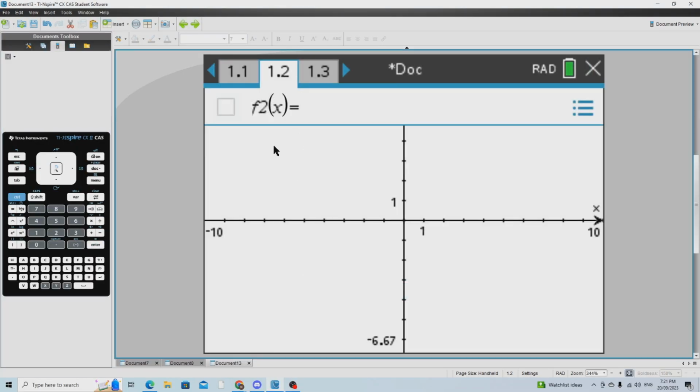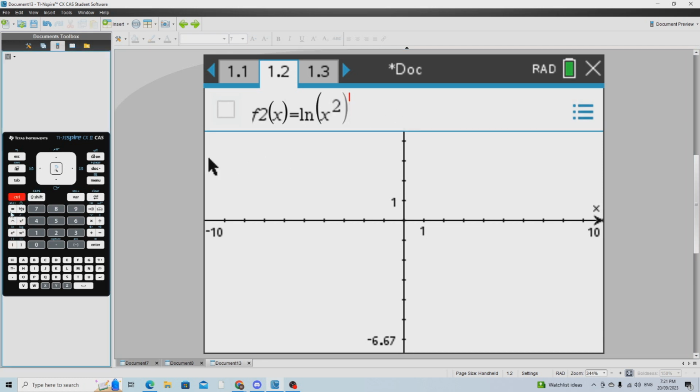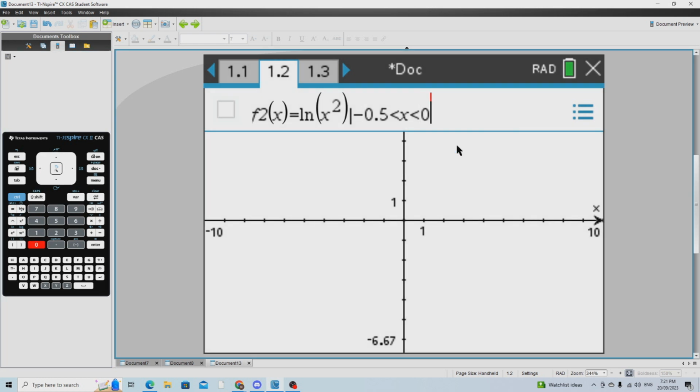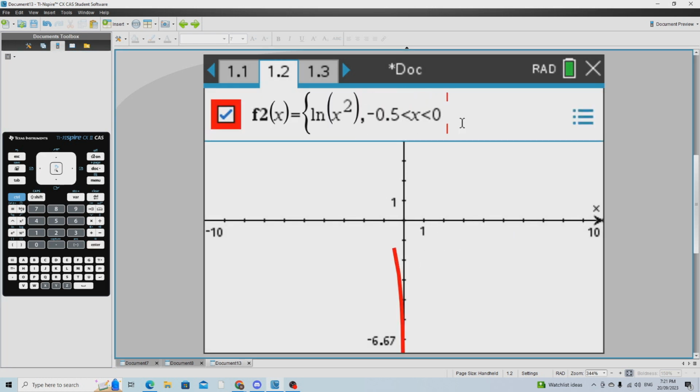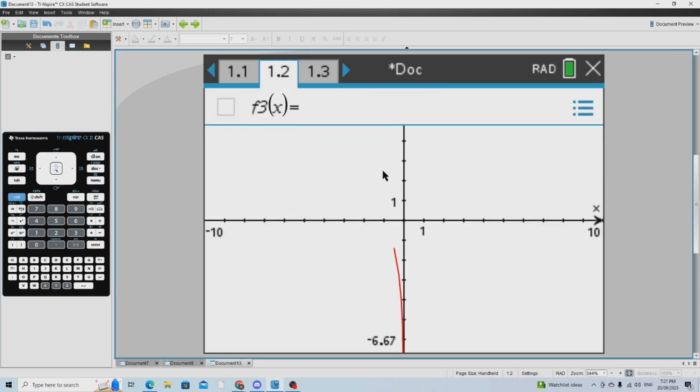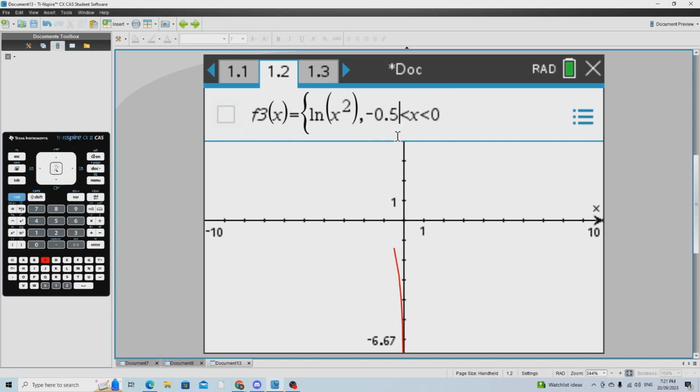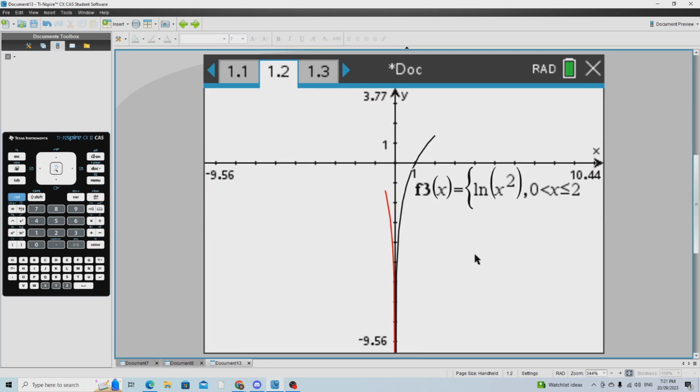So go on graph and say we want to find the natural log of x squared, from, we're given the domain, so negative 0.5, given that x must be between 0, that's 1 point, and I'm just going to take the same thing over here and make another, but now from 0 to 2, but this point is included. Perfect.